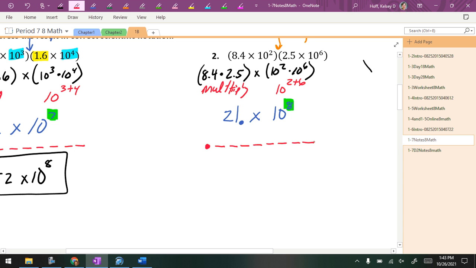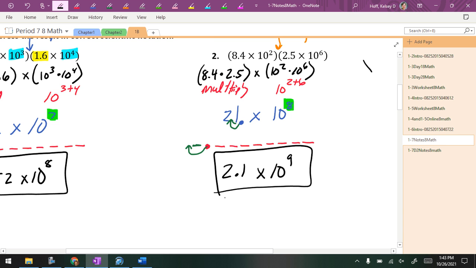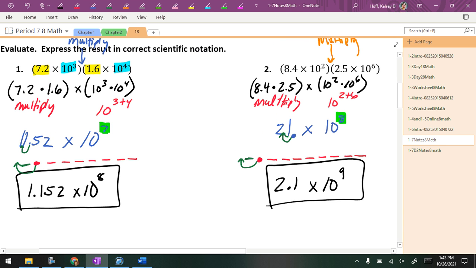I only want one number in front of that decimal. Which direction am I going to move that decimal? Left towards Weiss. Do the same thing in your dash diagram. When I leave that open swoop, it tells me I got to put a dash there. 21 became 2.1, and 10 to the 8th became 10 to the 9th. Nicely done. Notice everything is in scientific notation. We're not writing huge, massive numbers. Everything is done in scientific notation.